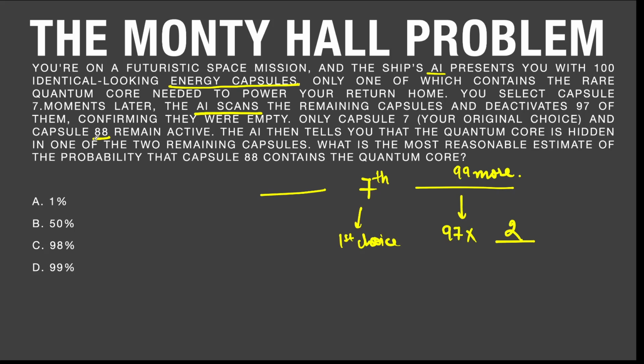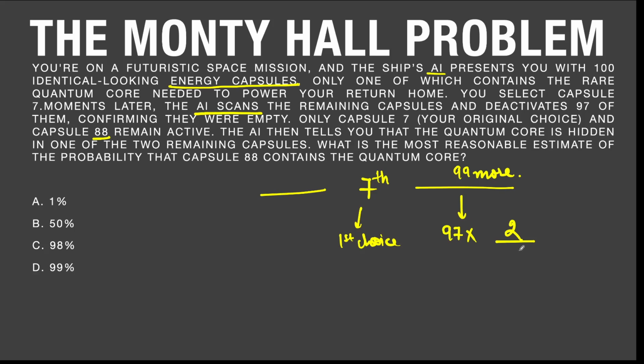Is there something that I'm missing? Let me read it once more. Only one of which contains the rare quantum core needed to power your return. You select capsule number 7. Moments later, the AI scans the remaining capsules and deactivates 97 of them, confirming they were empty. Only capsule number 7, your original choice, and 88 remain active.